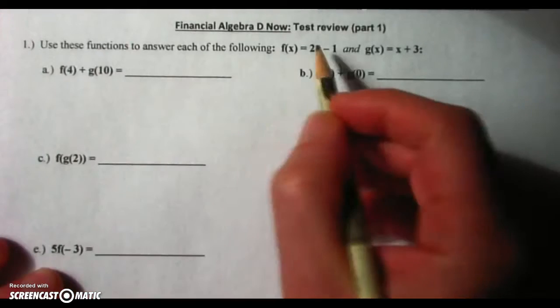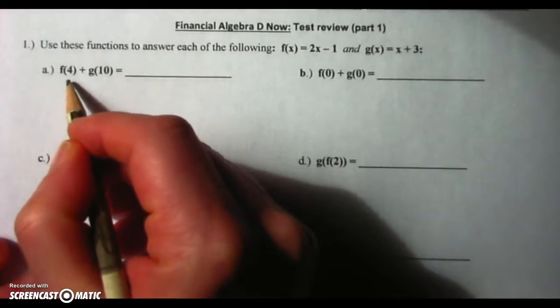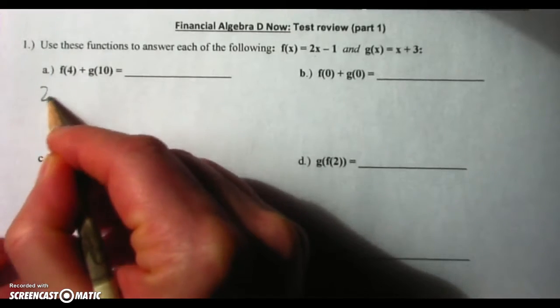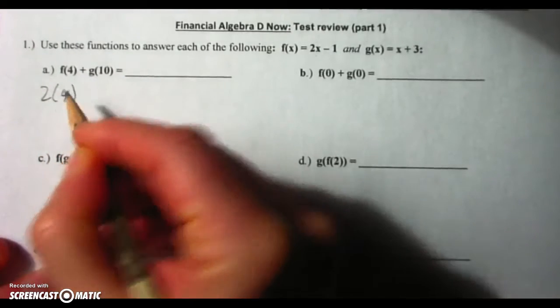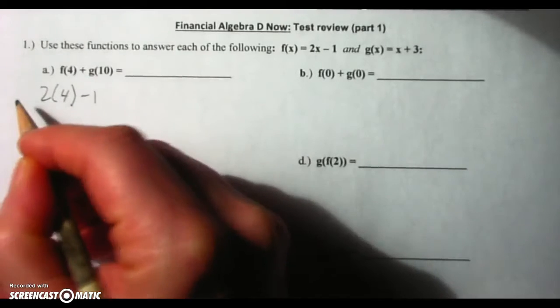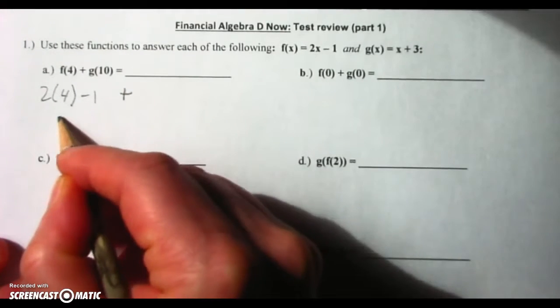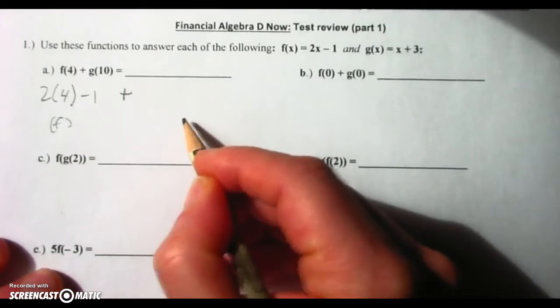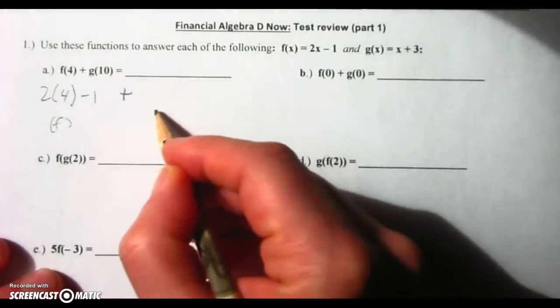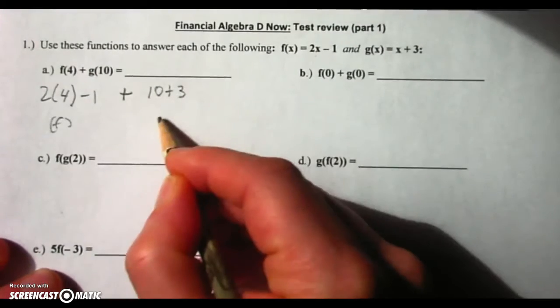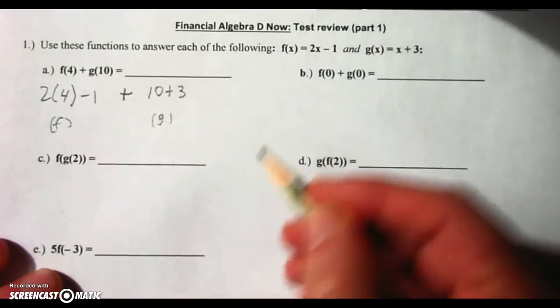Remember what that tells us. In f, where there was an x, we're going to put a 4. So we have 2 times 4 minus 1. So that's the f. Plus, and if you want to remember that, you can put the f down here. And our g of x is 10 plus 3. And this is the g part, right?